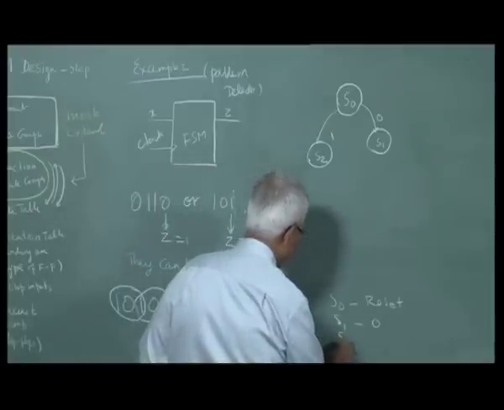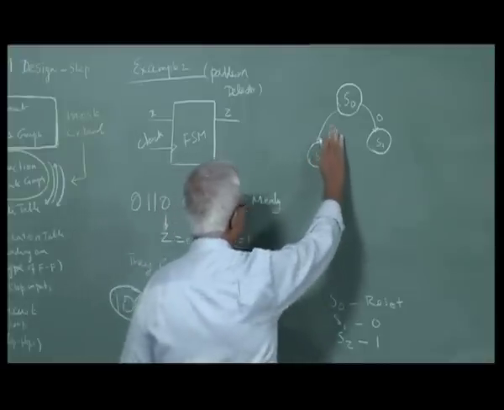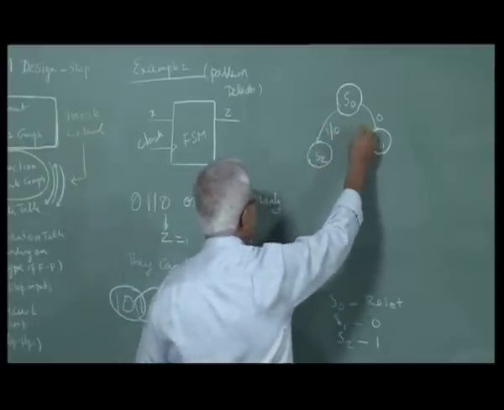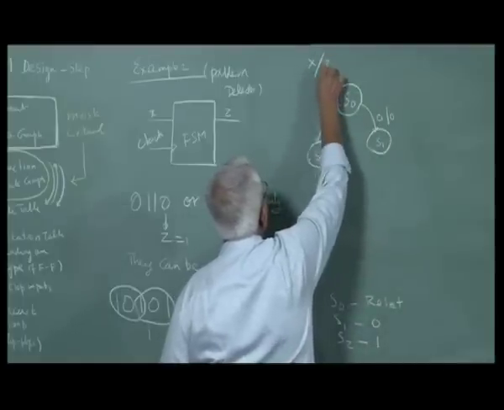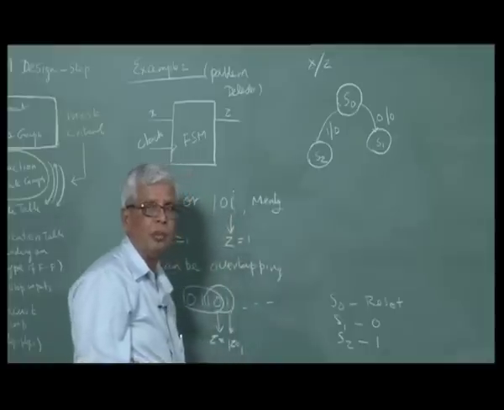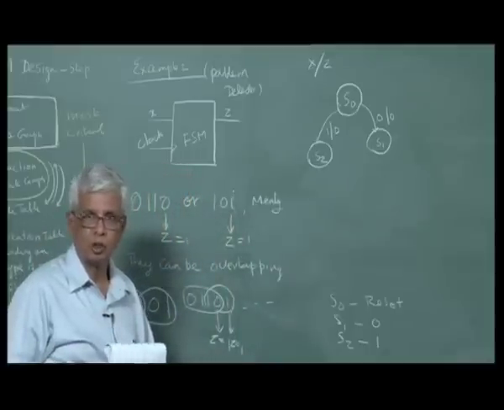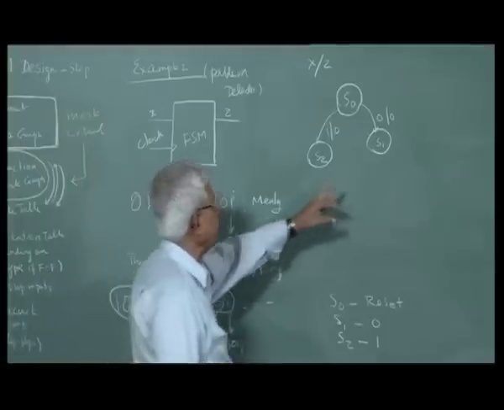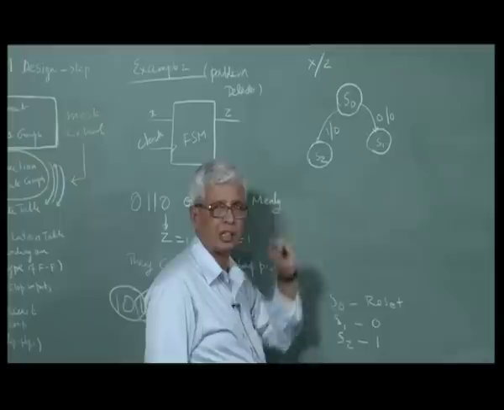S2 is detecting 1. Output is also, I will have to draw like this. X is the input, Z is the output. Mealy machine. Moore machine will not have this stroke. Moore machine will write the inputs only here, output will be within the box, within the circle.